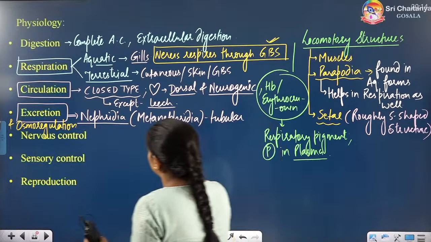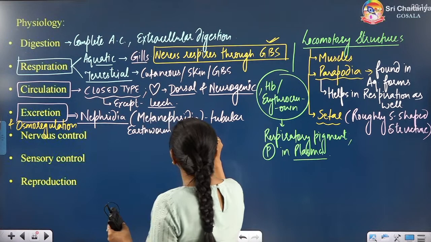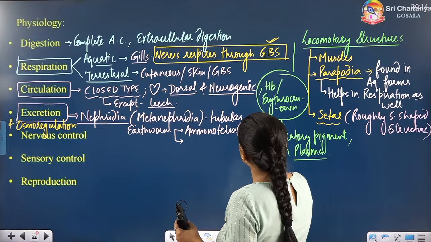If we talk about the metabolic waste, we can take the example of earthworm. Earthworm in rainy season will be ammonotelic, otherwise it will be ureotelic. Ammonotelic during rainy season, otherwise it is ureotelic.